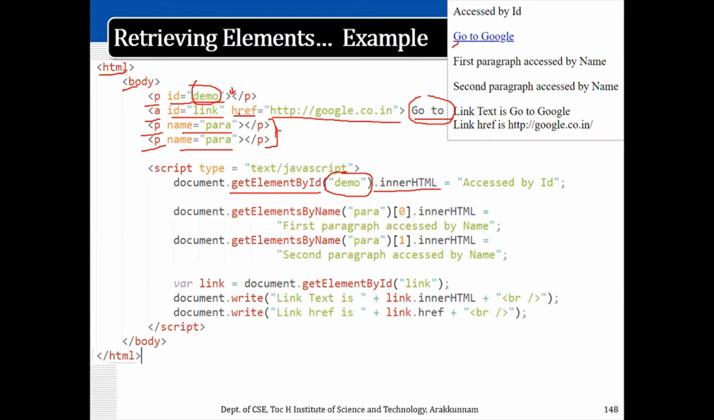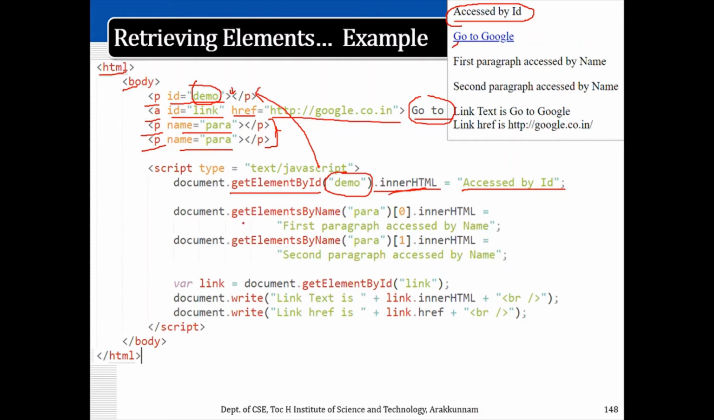So this will retrieve this particular p tag, and the inner HTML of that particular p tag I am going to set as "access by ID". So you can see the output here. It will be displaying "access by ID" in the paragraph tag in this web page. So hope this is clear.